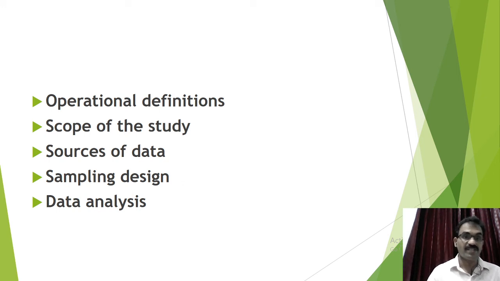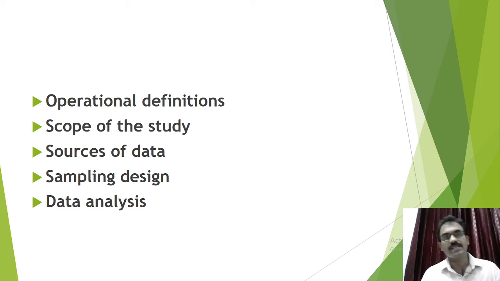The geographical scope includes the area covered by the researcher, either Kerala or a particular district or India as a whole. Geographical scope should be mentioned. Then content scope. Then the chronological scope, that means the time period selected for the study, should be mentioned in the scope of the study.